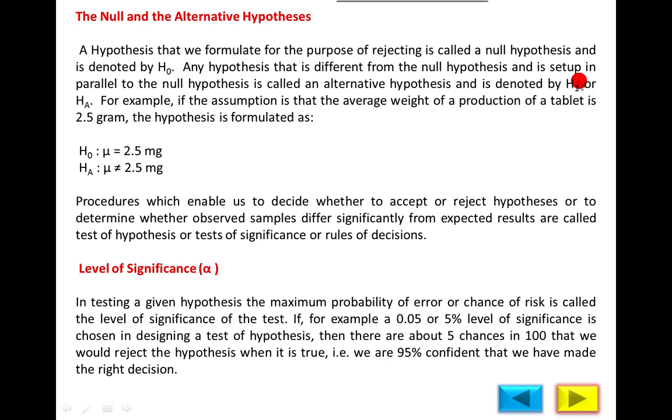The alternate hypothesis is a parallel setup. If this is equal to, this will be not equal to; that is called the alternate hypothesis. The value will always be the same, but the notation will be different, parallel to this. If this is less than or equal to, this will be more than. If the null hypothesis is more than or equal to, this will be less than. We always write the equal sign with the null hypothesis: equal sign, less than or equal to, more than or equal to.